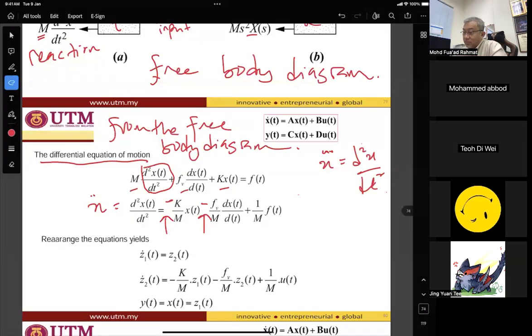Dalam nota ada tolak, ada minus tu. Macam mana okay, saya tengok screen lain kot.